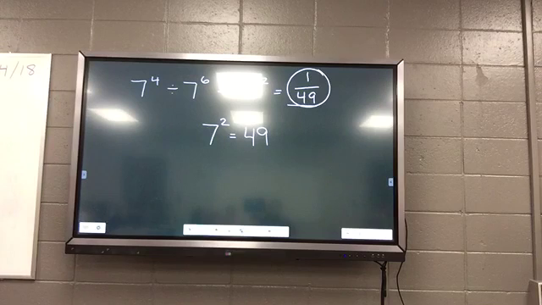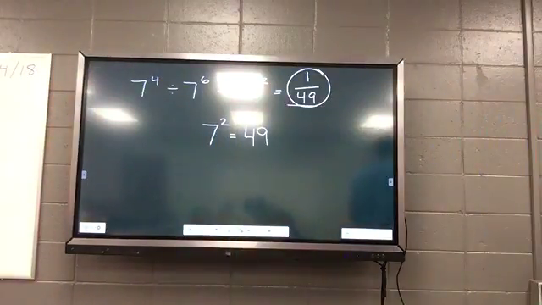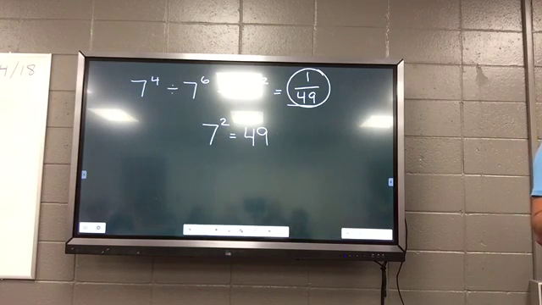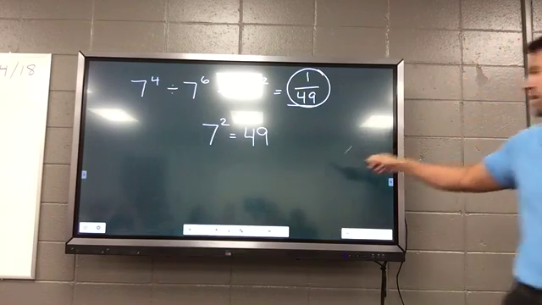Did anyone get that? Okay, maybe some of you, and it's okay. It's not super intuitive. How many of you got negative 49? That's a common perception. But let me show you why it can't be negative 49, why it's 1 over 49. Can I do that for you guys? Ready?